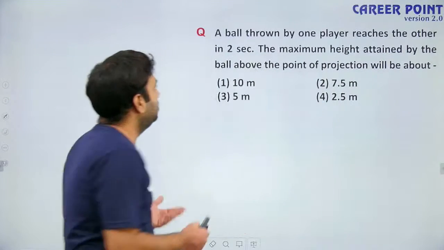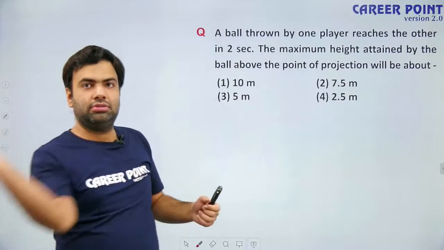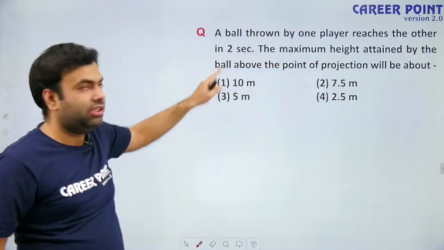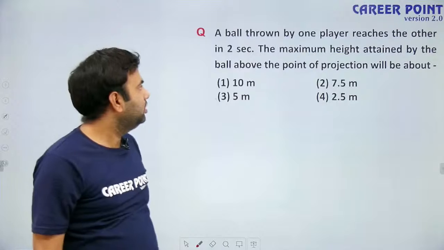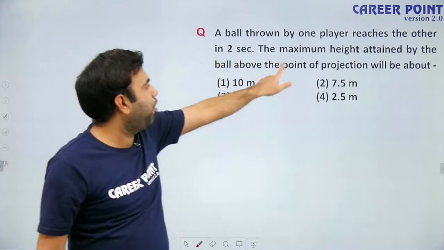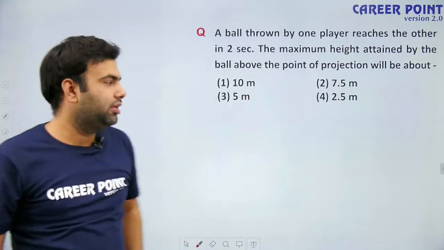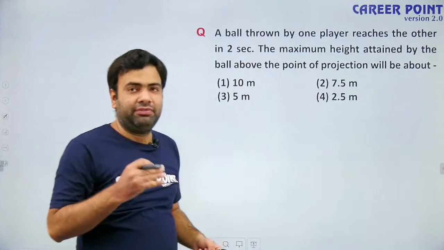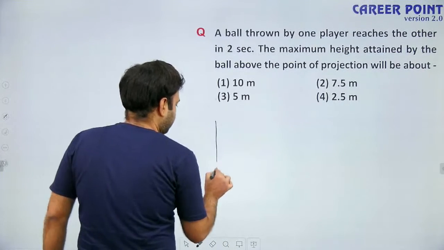Now, next question. A ball is thrown by one player, reaches the another player in 2 seconds. Then the maximum height attained by the ball above the point of projection will be about which of the following? Answer this. Let me explain the question. See, if you draw the diagram of every question, it will be easy to imagine. That is why I am drawing a diagram for each and every question.